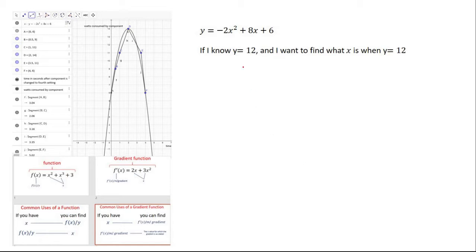Let's say I want to know 12. Okay, so I'm saying I want to know at what time are 12 watts consumed. So what do I do? I take y equals 12. So I take y equals 12 and I just put it on top of wherever I see a y. In this case, there's only one y. I put it over there.